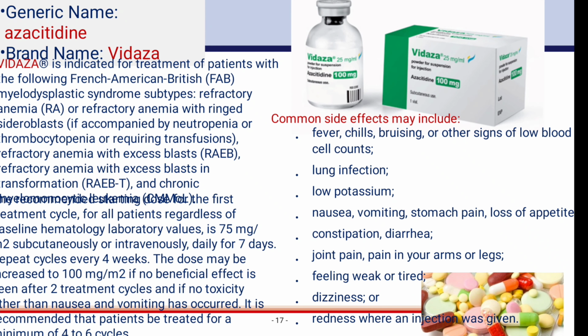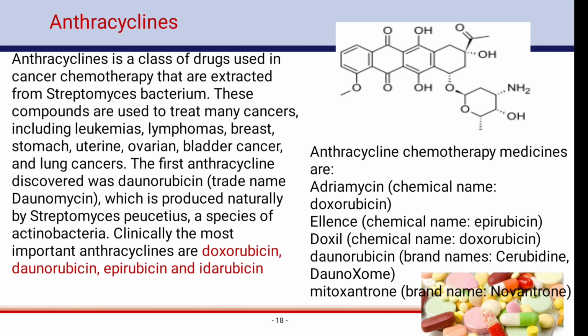Azacitidine's brand name is Vidaza. Its side effects: fever, chills, bruising, signs of low blood count, lung infection, low potassium, nausea, vomiting, stomach pain, loss of appetite, constipation, diarrhea, joint pain, pain in your arms or legs, feeling weak or tired, dizziness, and redness where the injection was given.